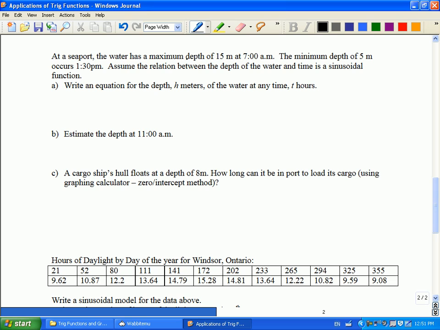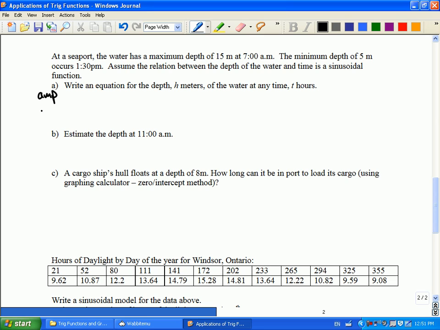Okay, so this time we have a maximum depth of 15 meters at 7 in the morning and a minimum of 5 meters at 1:30. So we want to write the equation for the depth of water versus time. You can think about it like every other graph we've looked at. What are the pieces? You start shouting them out to me. What do I need to find?